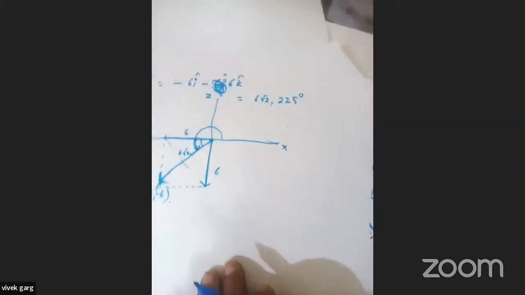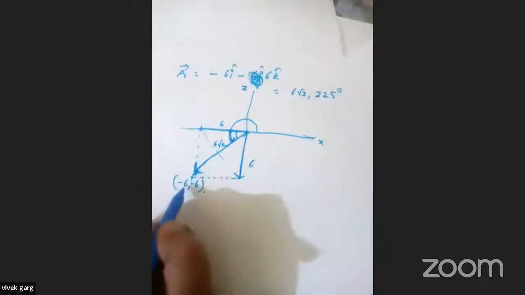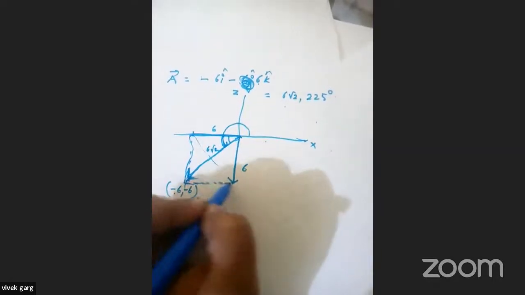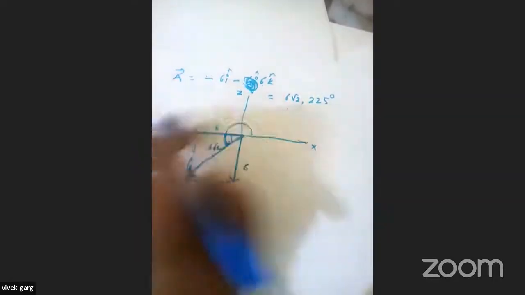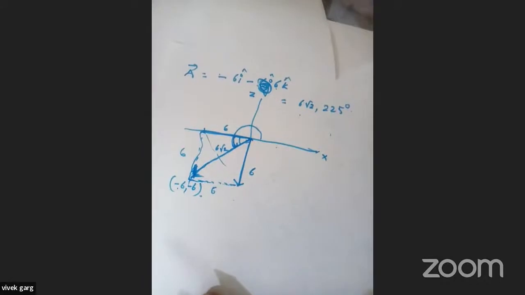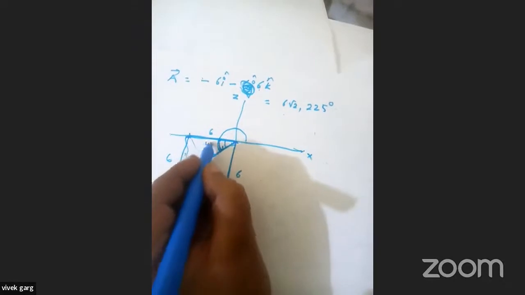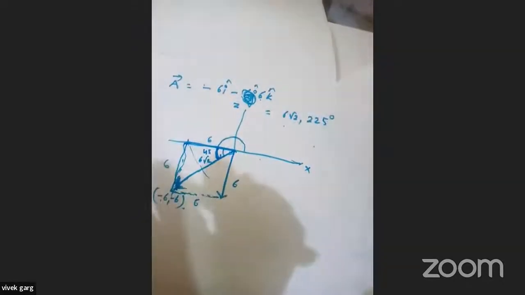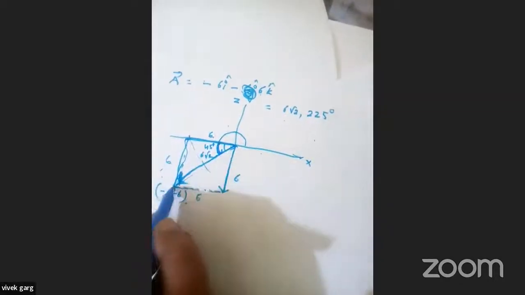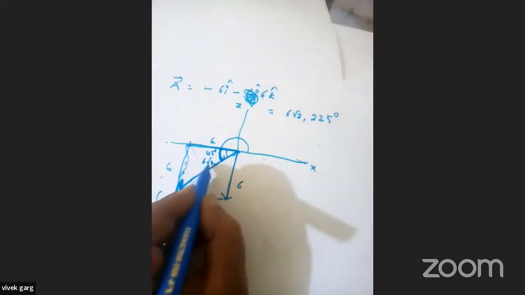Those who did not understand what I did, please understand. 6 and 6, these are the coordinates. If I draw a rectangle, this is also 6, this is also 6, this is a square. And this is basically a diagonal of a square. A diagonal of a square is at 45 degrees. And if I use the Pythagoras theorem, this length will be 6 root 2. So this is 45 degrees below the negative x-axis at 6 root 2.